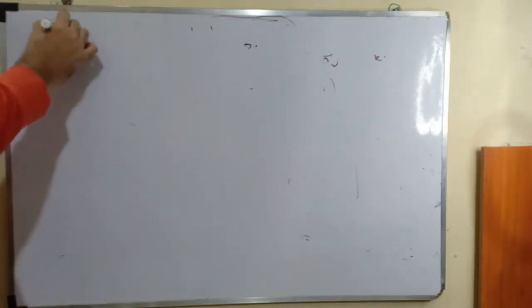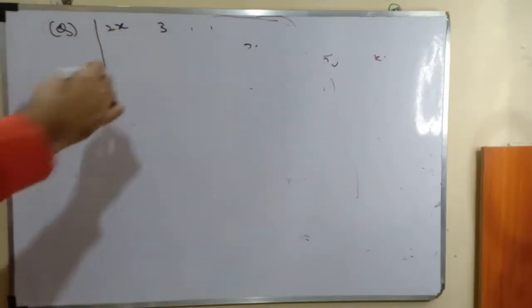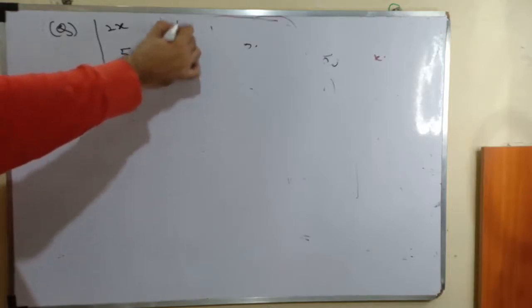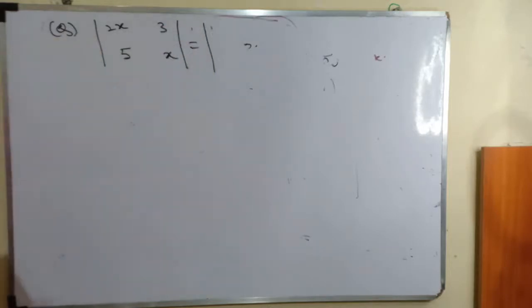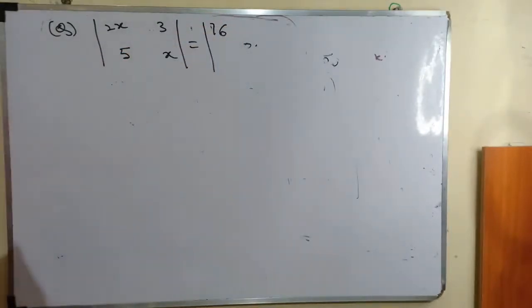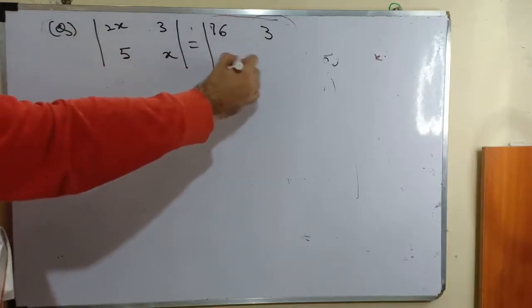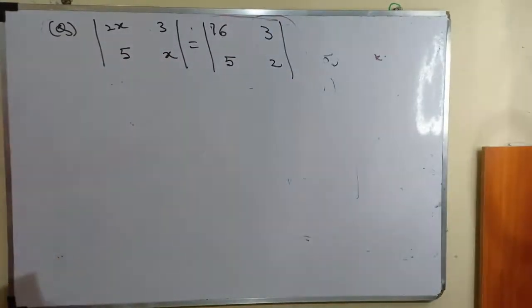So what is the value of x? Next question. What is the value of x for which the determinant 2x, 3, 5, x, you have to find the value of x for which these two determinants are equal, 16, 3, 5, 2. What is the value of x for which these two determinants are equal?